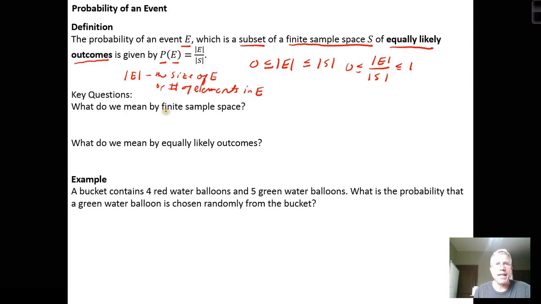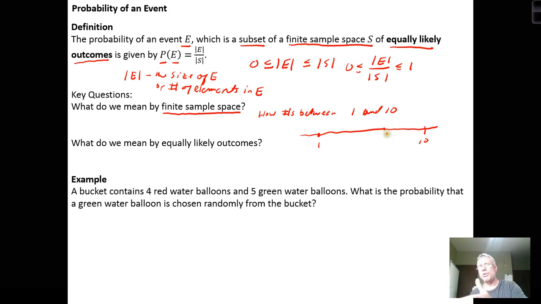So what do we mean by a finite sample space? Well, we could talk about, how many numbers are there between 1 and 10? Well, on the number line, if we plot the numbers 1 and 10, there's infinitely many real numbers between the number 1 and 10. So we could talk about the sample space that contains all of the numbers 1 through 10, excluding 1 and 10. So we could say how many numbers, for example, are on the open interval from 1 to 10. Infinitely many of them. There's all the rational numbers, all the irrational numbers. There's infinitely many numbers on that interval.